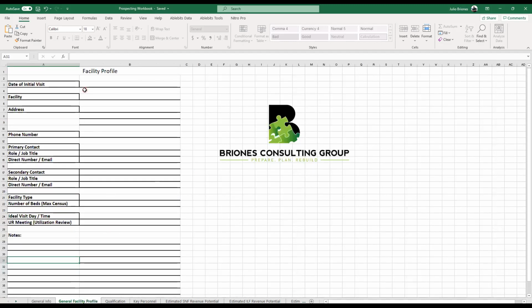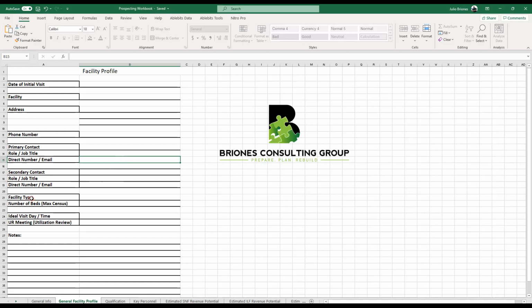We're going to move on to the facility profile. What is the date of the initial visit? When did you go? Which facility did you visit? Where is the facility located? What is their address? What is the main phone number? Now, do you have a primary contact in there? What is their job role? And do they have a direct phone number or email that you should be using to communicate with them? Also, establish a secondary contact with the same information.